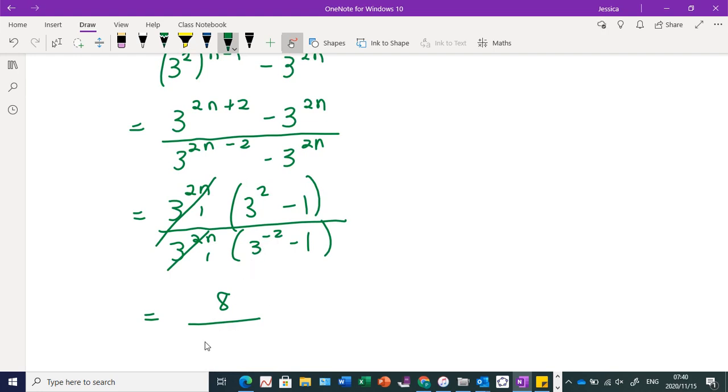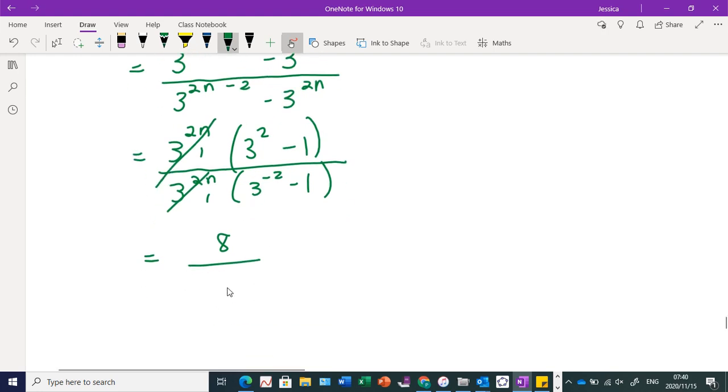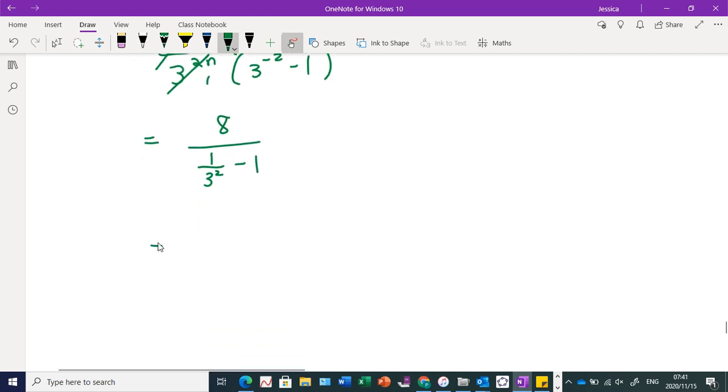Now, you could go to a calculator, but let's do it without a calculator. 3 to the negative 2 is actually the same as 1 over 3 squared. So what I've got here is 8 over 1/9 minus 1. Now, a 9th minus 1 is actually, if I think of my 1 as 9/9, it's negative 8/9.